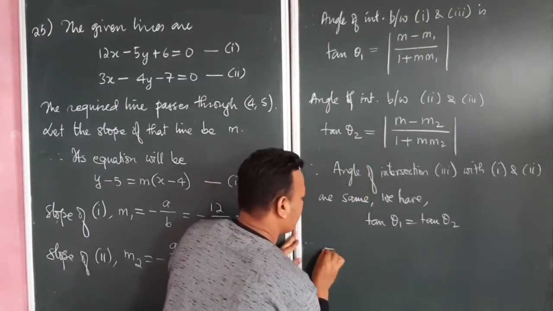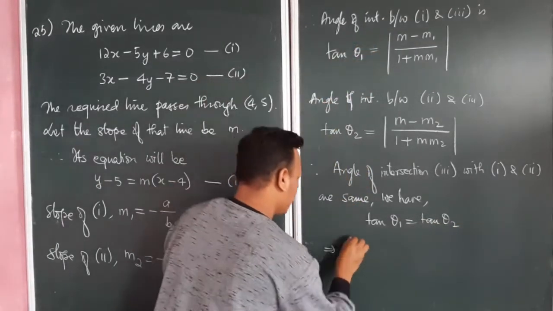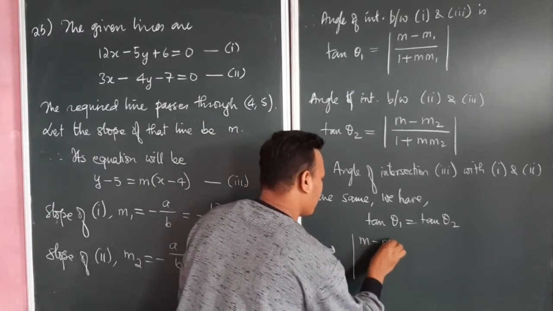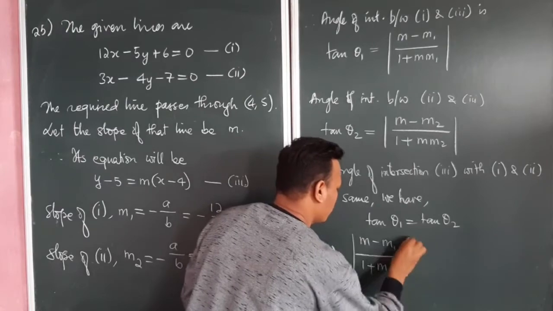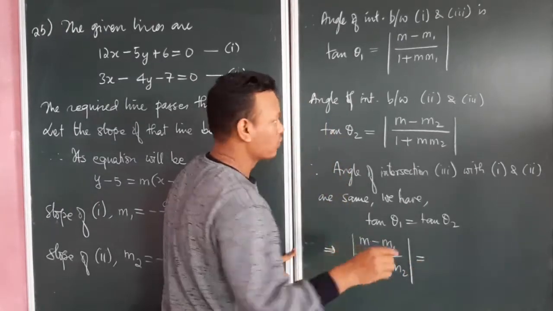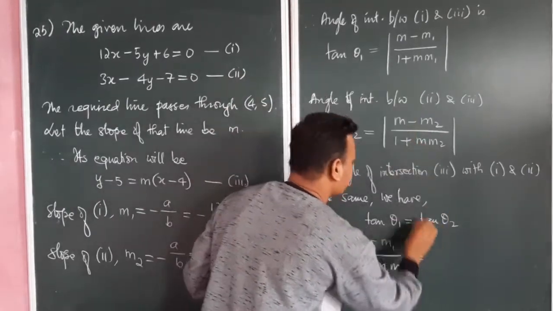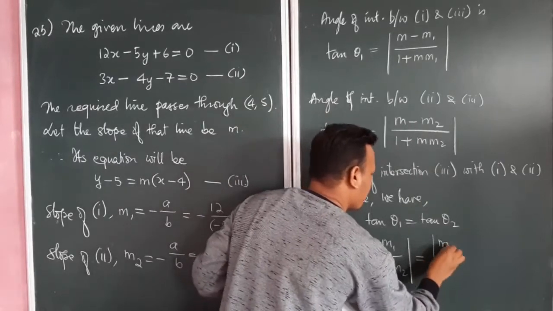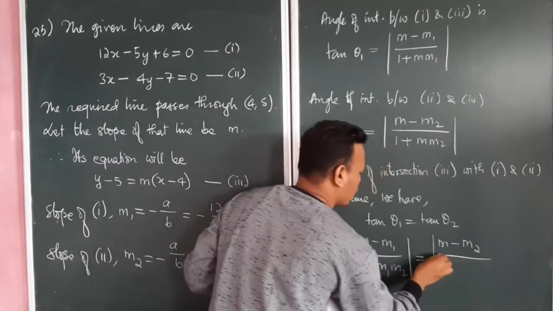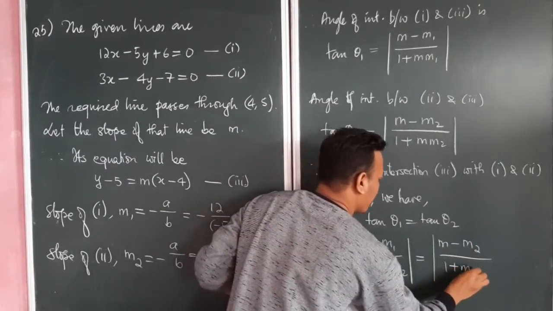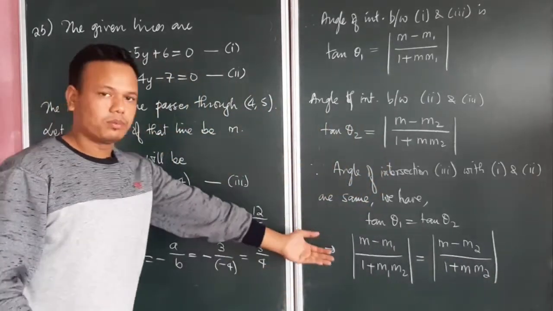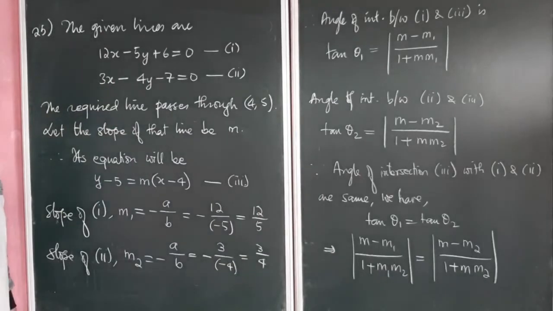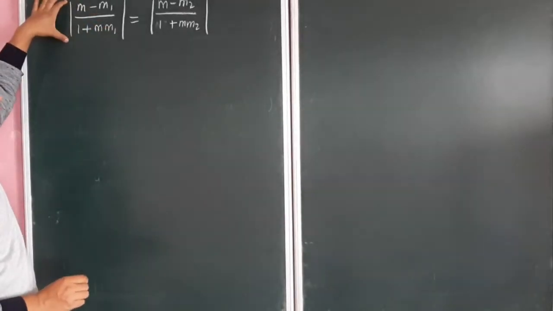And what is the value of tan theta 1? It is modulus of m minus m1 divided by 1 plus m1 m2... equals, we have next tan theta 2 is modulus of m minus m2 whole divided by 1 plus m m2. Alright, so I don't have space here, so you may pause the video to note down. Okay, so far we have seen this much, right?